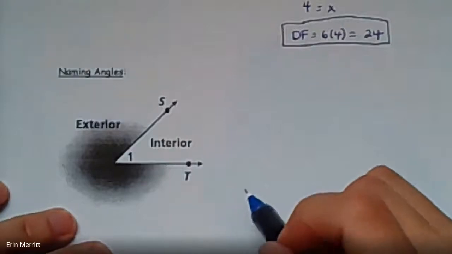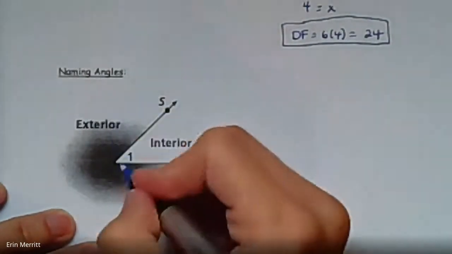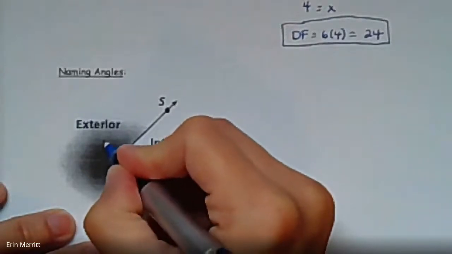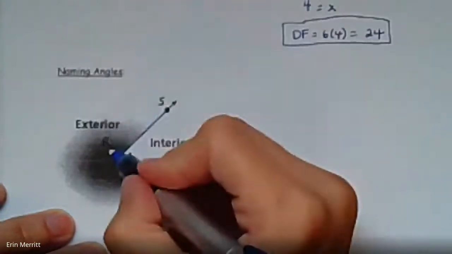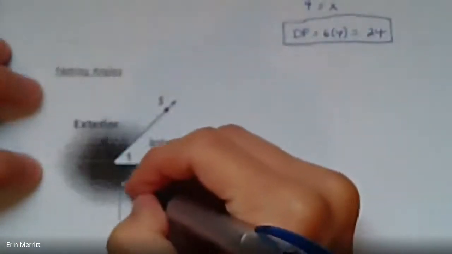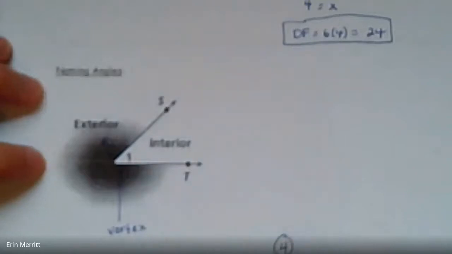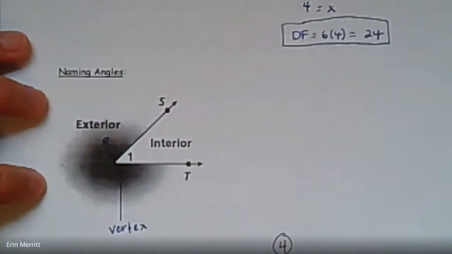Now, there is actually a letter in the corner here. It might be hard to read on your paper. There's an R. Maybe I'll put it here so you can see it better. There's an R right there at that corner, right? And that is referred to as the vertex of the angle.